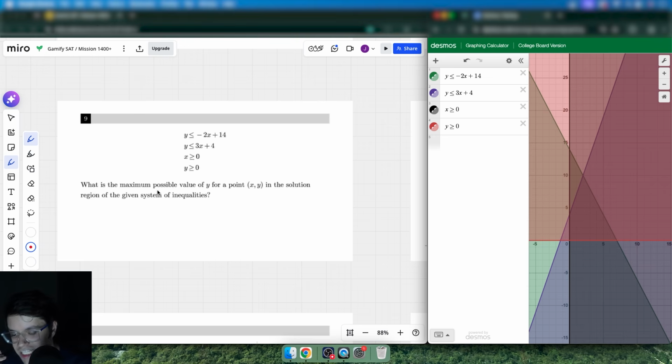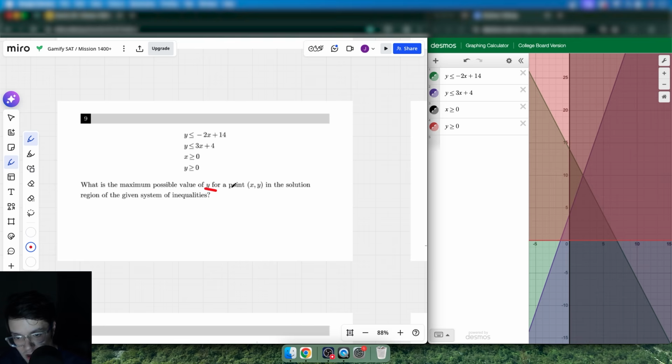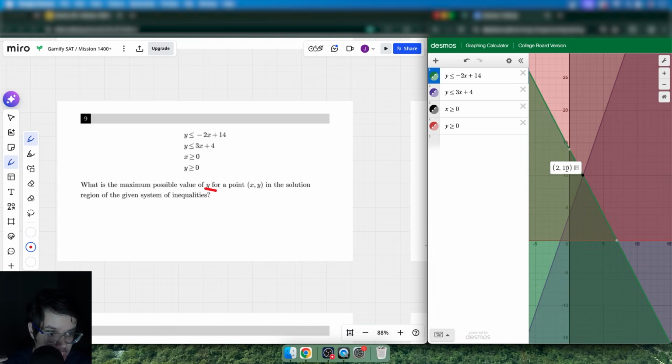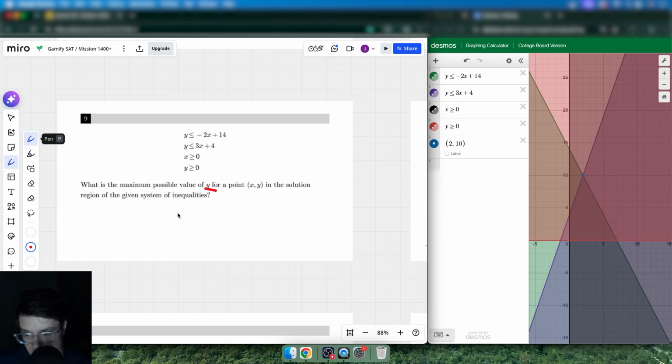So it's saying here, what is the maximum possible value for y for a point in the solution region? So the biggest thing for y, the biggest vertical thing, would be 10. That is the biggest thing. If we go any higher than that, it's no longer within the thing. If we go any lower than that, well, it would be included, but just would not be the highest possible. So the biggest thing here would be 10.